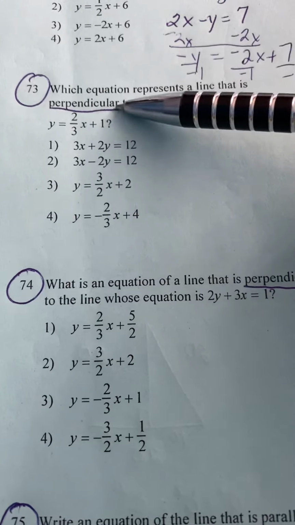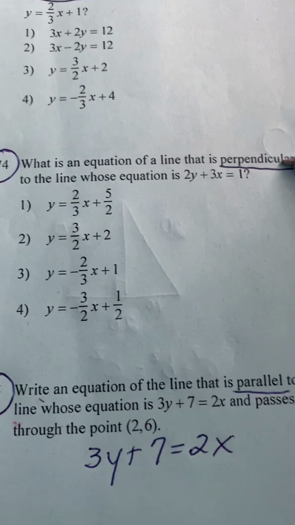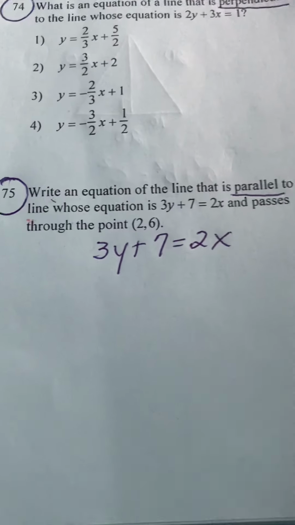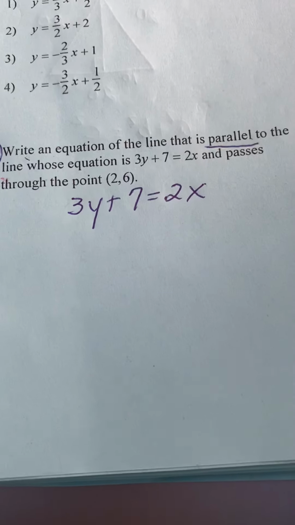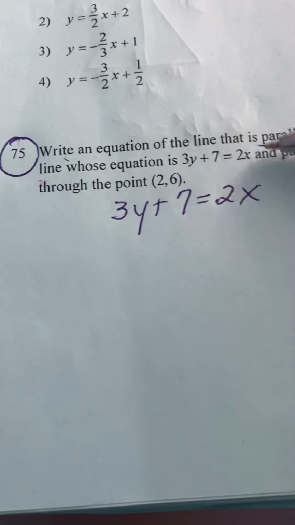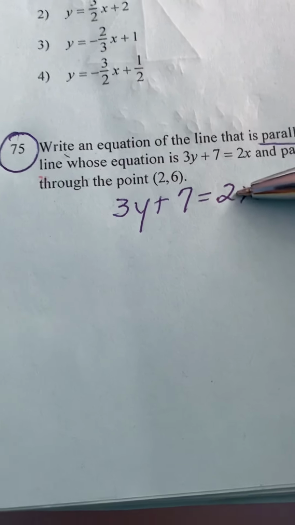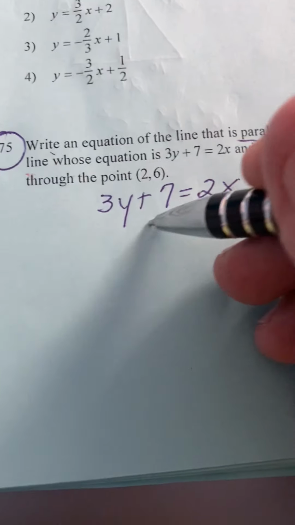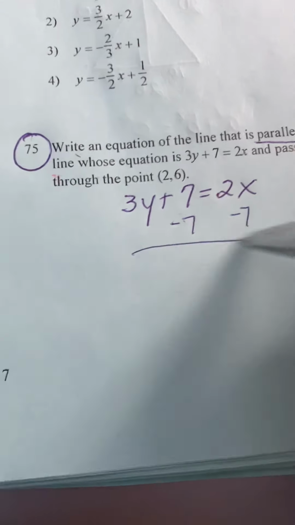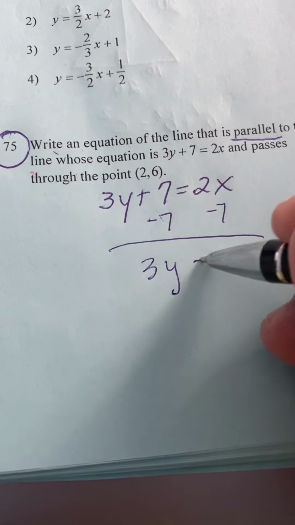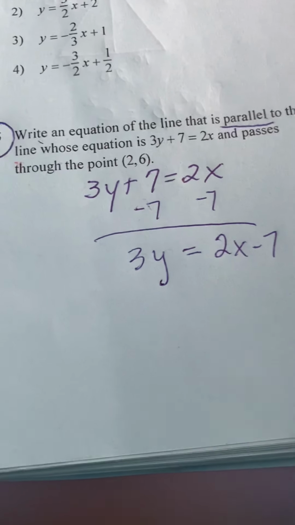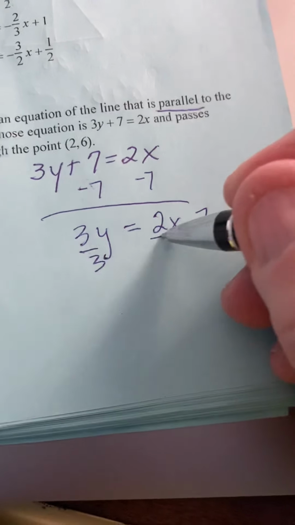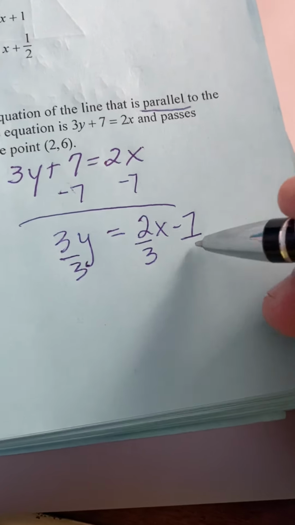73, you're going to do the same thing, perpendicular. 74 is perpendicular, but 75 is a little bit different. So let's do 75 together. 75 says parallel, and it wants you to write the equation. We don't have any choices here. So again, here's my original equation. So I want to get y by itself. So I'm going to minus 7. So I get 3y equals 2x minus 7. And then to get y by itself, I have to divide by 3, divide by 3, divide by 3.